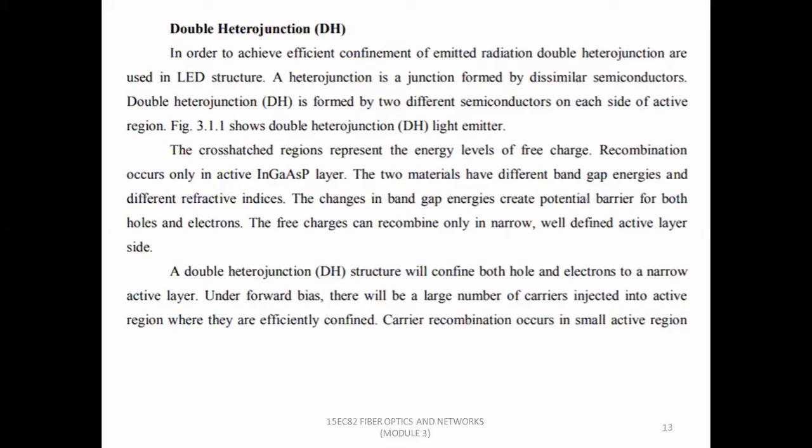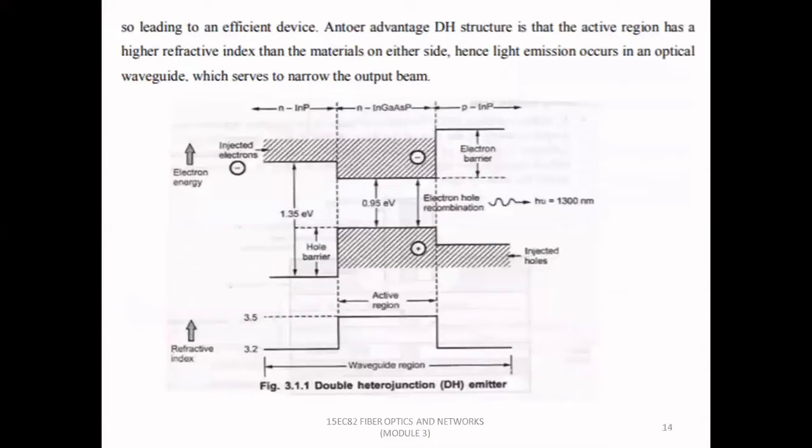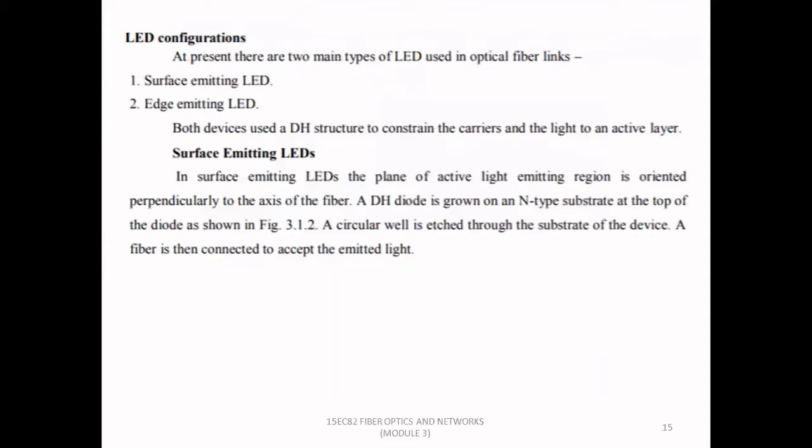Under forward bias, there will be a large number of carriers injected into the active region where they are efficiently confined. Carrier recombination occurs in the small active region, leading to an efficient device. Another advantage of the DH structure is that the active region has a higher refractive index than the materials on either side. Hence, light emission occurs in an optical waveguide, which serves to narrow the output beam.